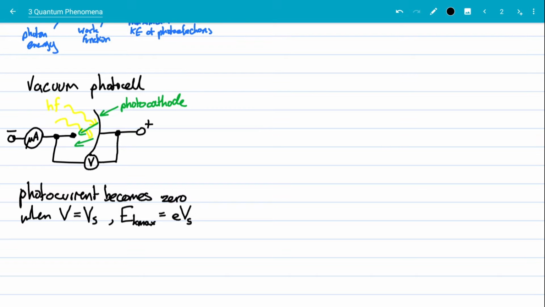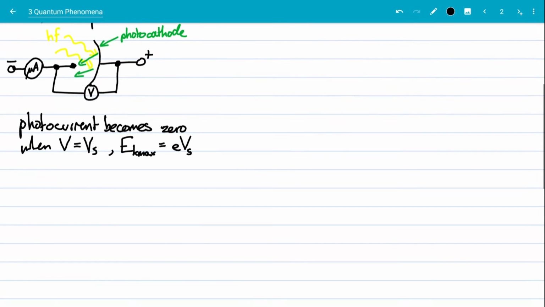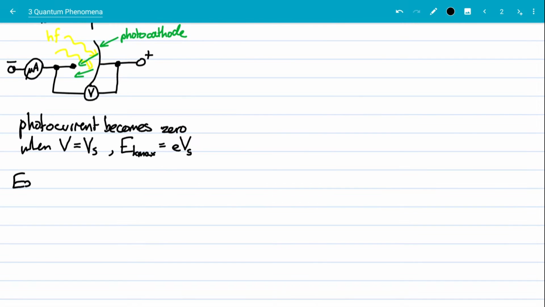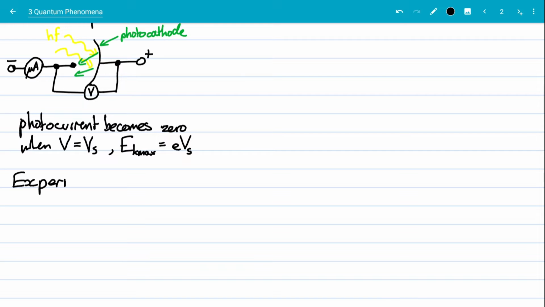I don't know if there's actually that much more we need to talk about, other than what we've already said. So if we perform the experiment, now what would the experiment be? The experiment would be to measure the work function of a metal, for example, or we could measure Planck's constant using this. Experiment to measure the work function.